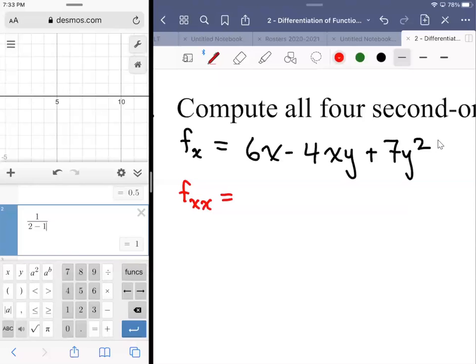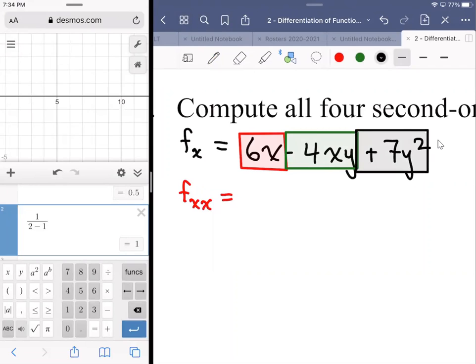All right, so we got 3 items here. It does tend to get easier for polynomial-based functions as you work your way down the line because it tends to reduce in power. Okay, but derivative of 6x with respect to x would be 6. The derivative of negative 4xy with respect to x: negative 4y is my constant multiplier of x. The derivative of x is just a 1. So negative 4y. 7y squared is treated as constant when we're differentiating with respect to x, so I leave it at that.